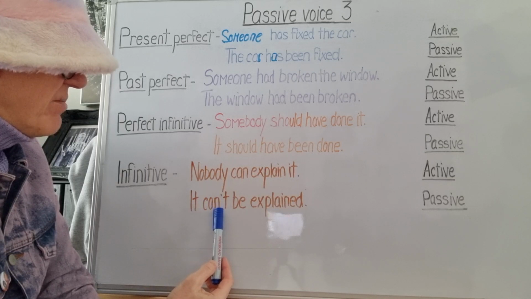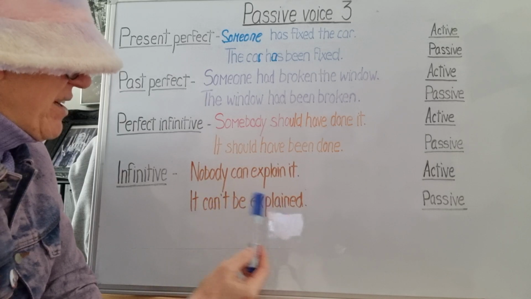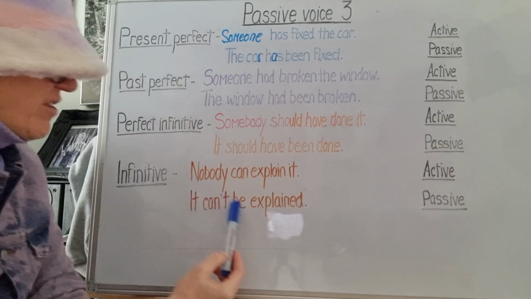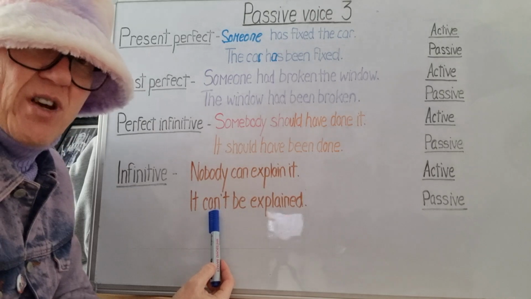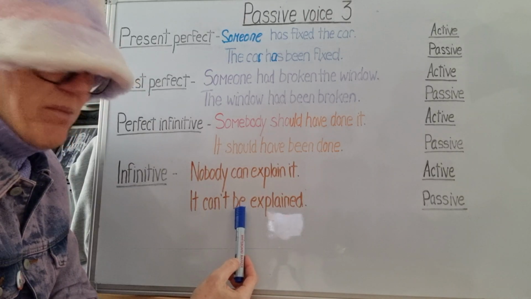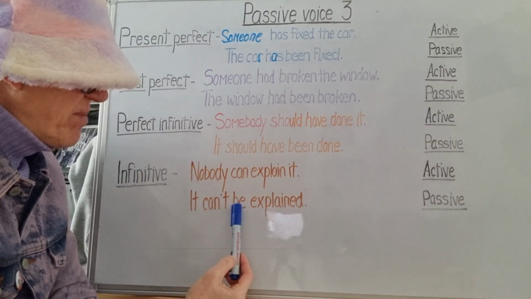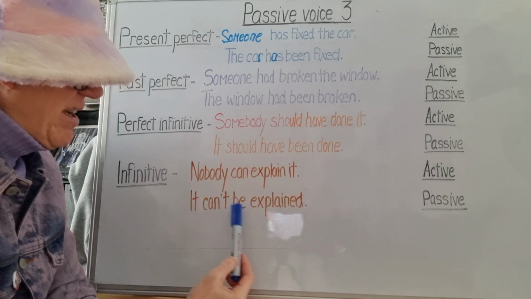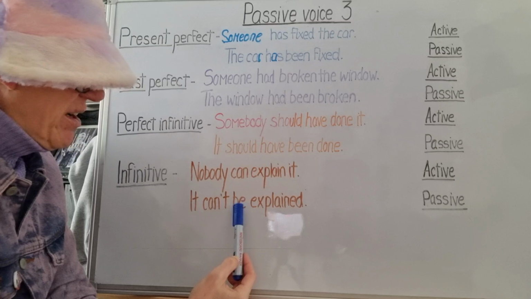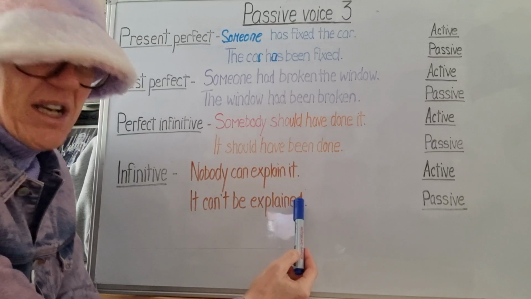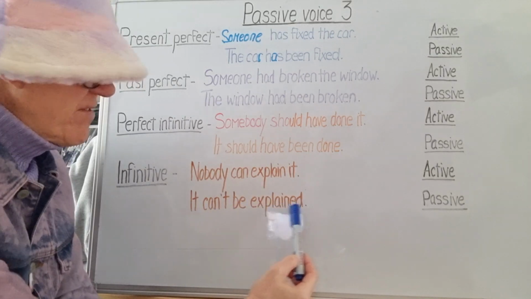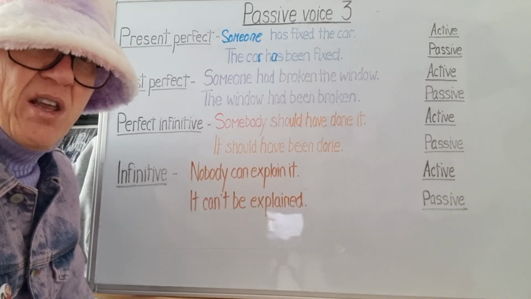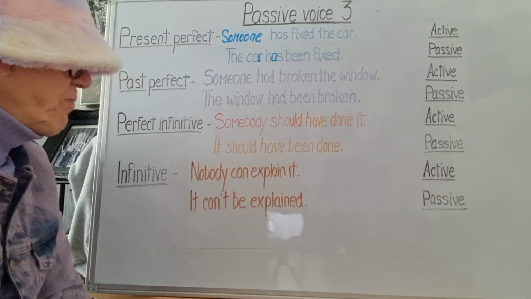Can't, right, be explained. We have to use be, and we have to use the infinitive of be because it's after a modal verb, and we have to use be because it's passive voice. It can't be, it must be, it should be, it shouldn't be, it might be, it may be, it wouldn't be. And then the past participle of the verb because it's passive voice. It can't be explained. This phenomenon can't be explained.